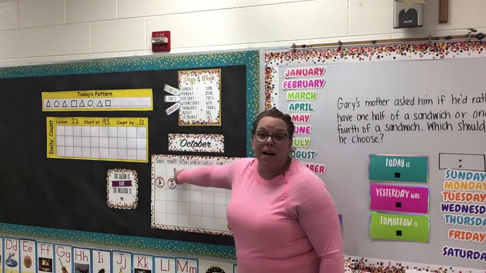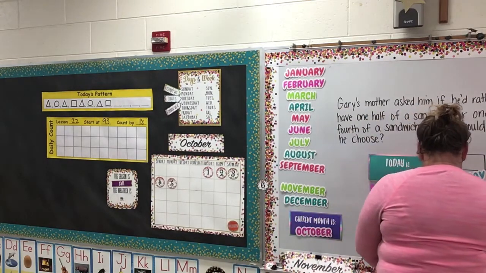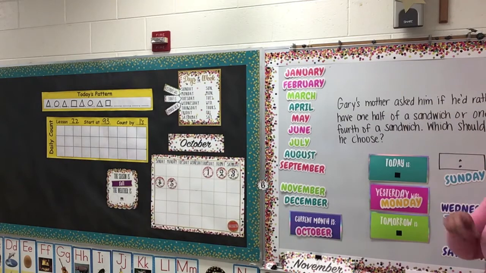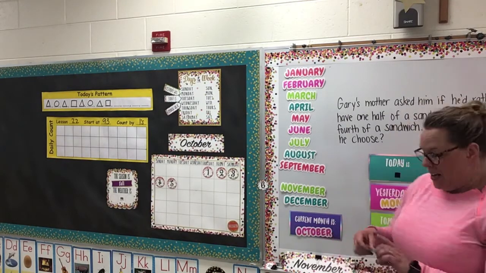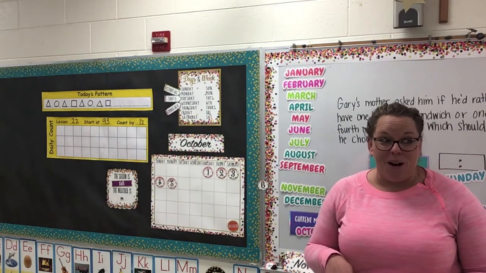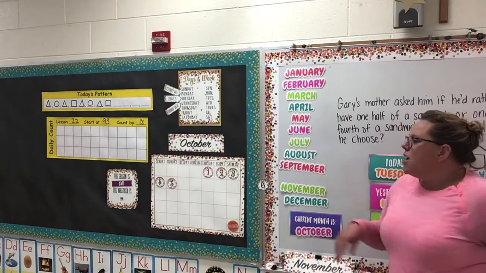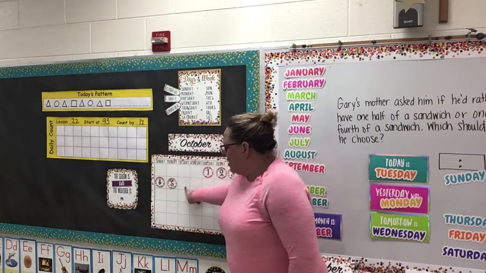Yesterday was Monday. If yesterday was Monday, what does that make today? If yesterday was Monday, today is Tuesday. And if today is Tuesday, what will tomorrow be? Tomorrow will be Wednesday. Very good. So, if yesterday was Monday, today is Tuesday.